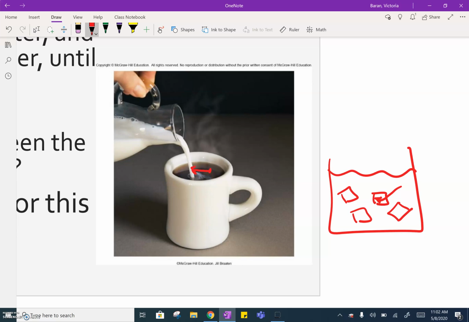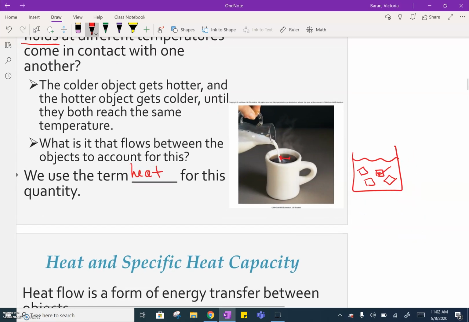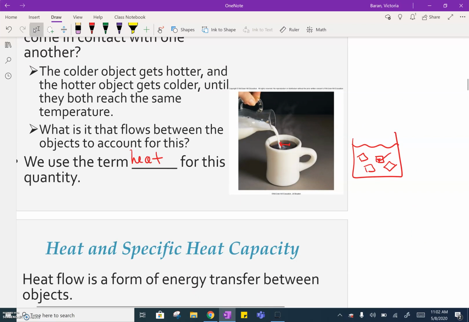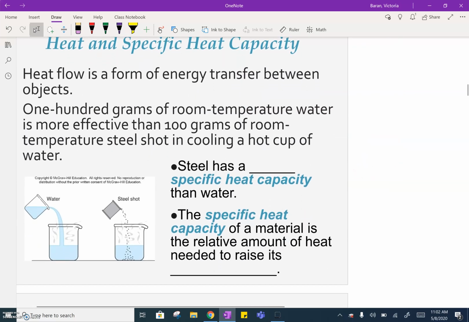So in general, those are some everyday examples where heat is moving and flowing from a warmer object to a colder object until, of course, they both reach that thermal equilibrium.